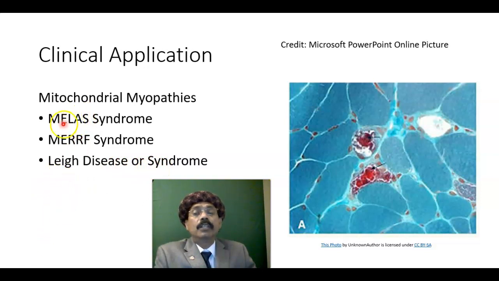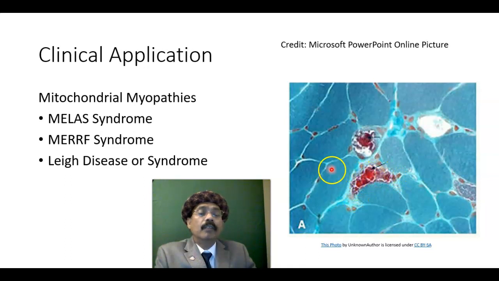MELAS syndrome, that is the mitochondrial encephalopathy, lactic acidosis, stroke-like syndrome. MERRF syndrome, myoclonus epilepsy, and ragged red fiber. So we got mitochondria in Gomori stain. It will give red color.